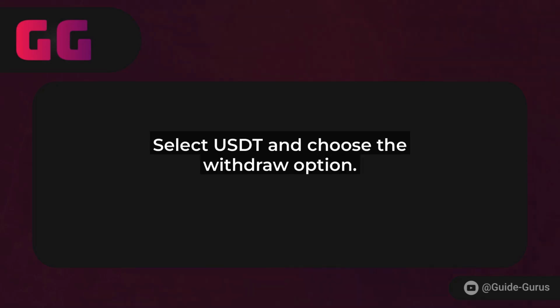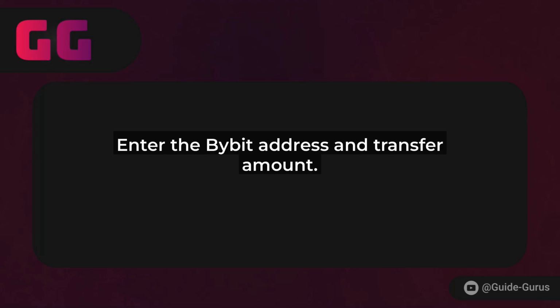Now, switch over to Exportal. Log in and navigate to your wallet or assets page. Find your USDT balance and look for the Withdraw or Send option. When you click it, you'll be prompted to enter the recipient's address. That's the one you just copied from Bybit. Double-check that it's correct to avoid any mishaps.